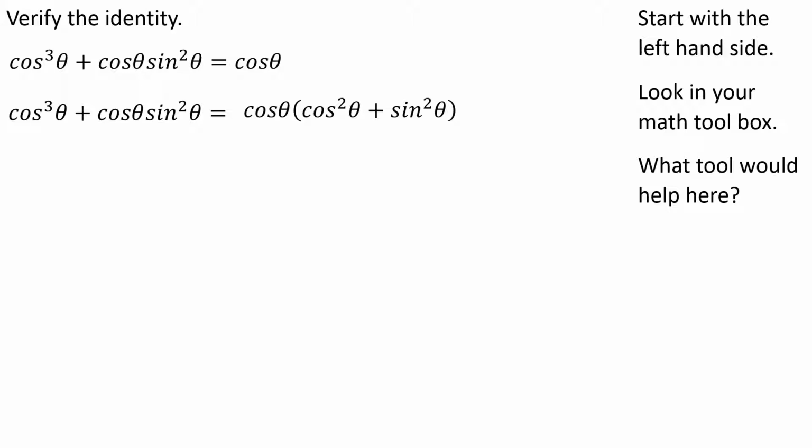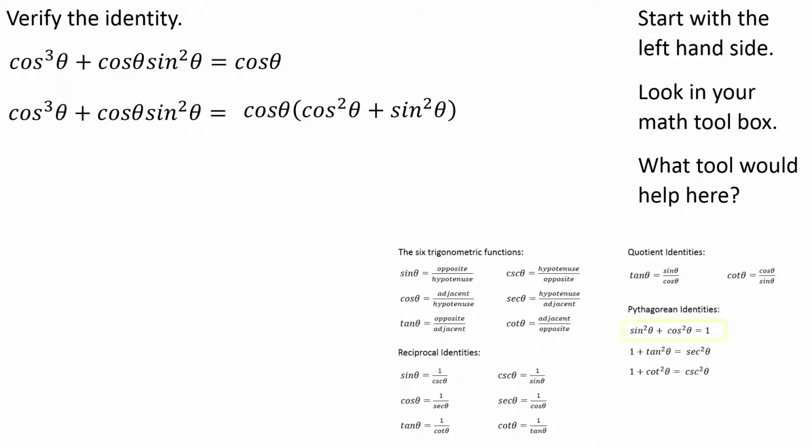Oh, good grief, there it is again. Cosine squared theta plus sine squared theta. That's been popping up a lot in these identities, hasn't it? I can trade that for the number 1. Anything times 1, you just get what you started with. So cosine of theta times the number 1 comes out as the cosine of theta, QED.